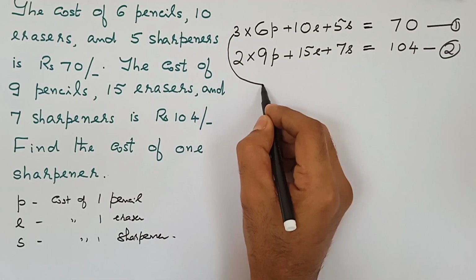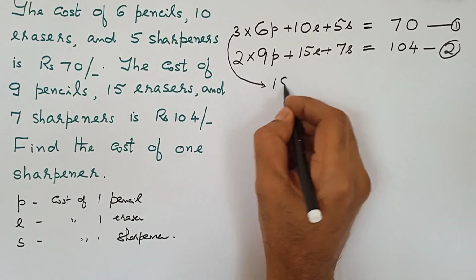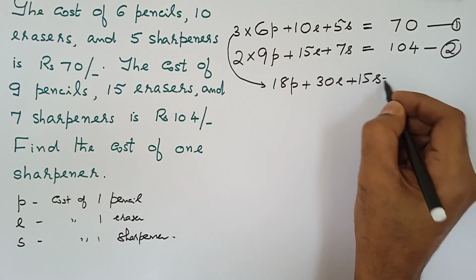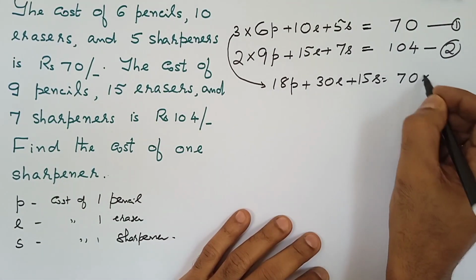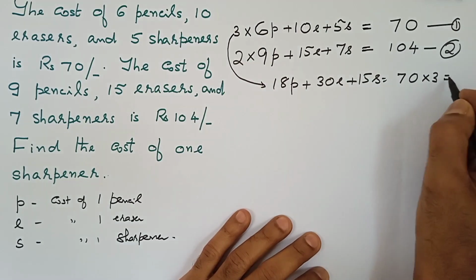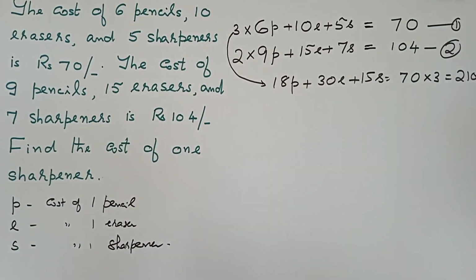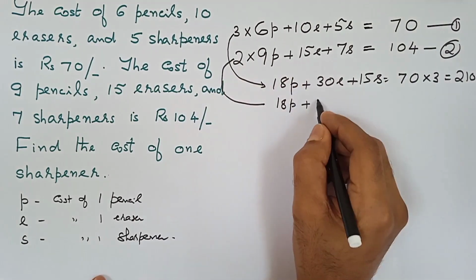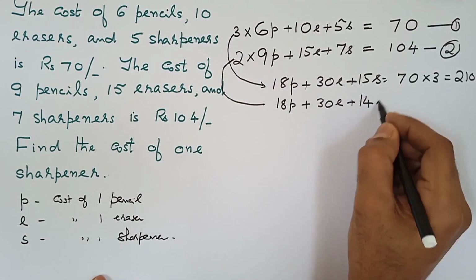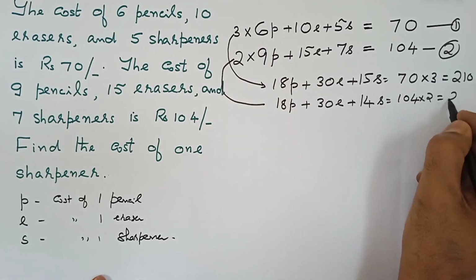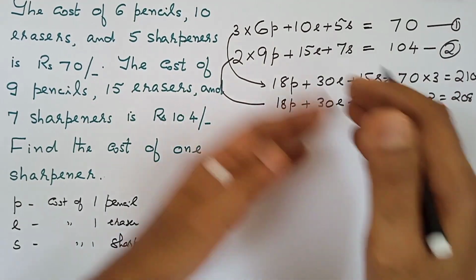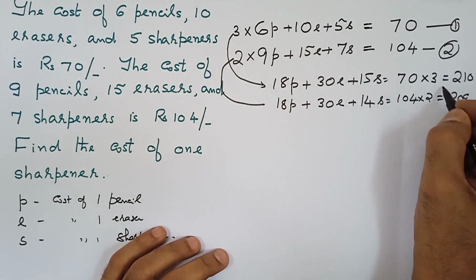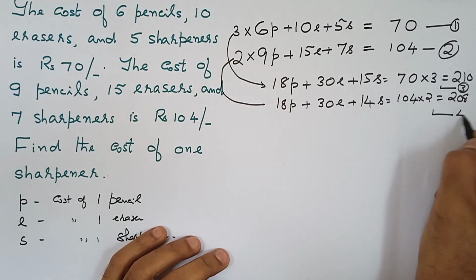Now look at this. This gives you what? 18P. While multiplying both sides. Okay. Now similarly, this one. You get the same equations in some other form. Call this equation 3 and this one 4.